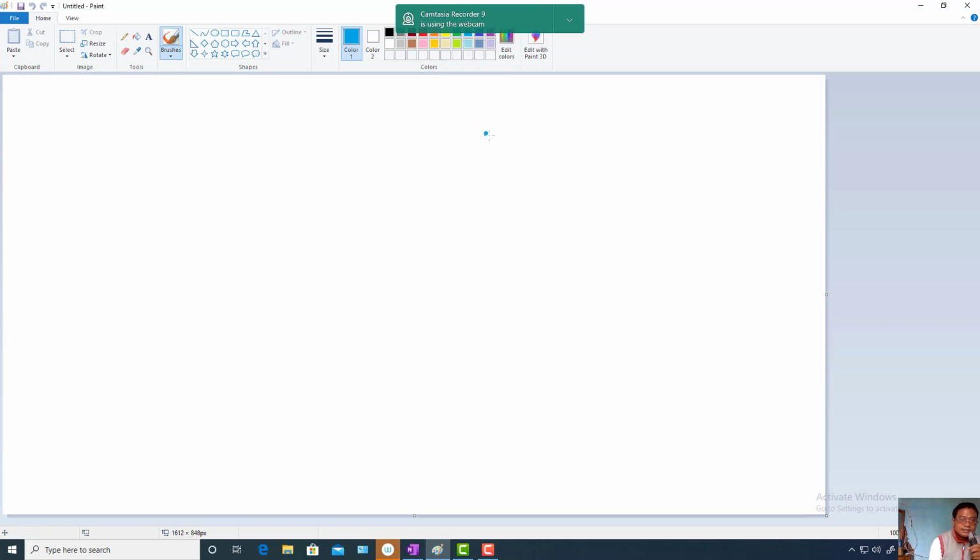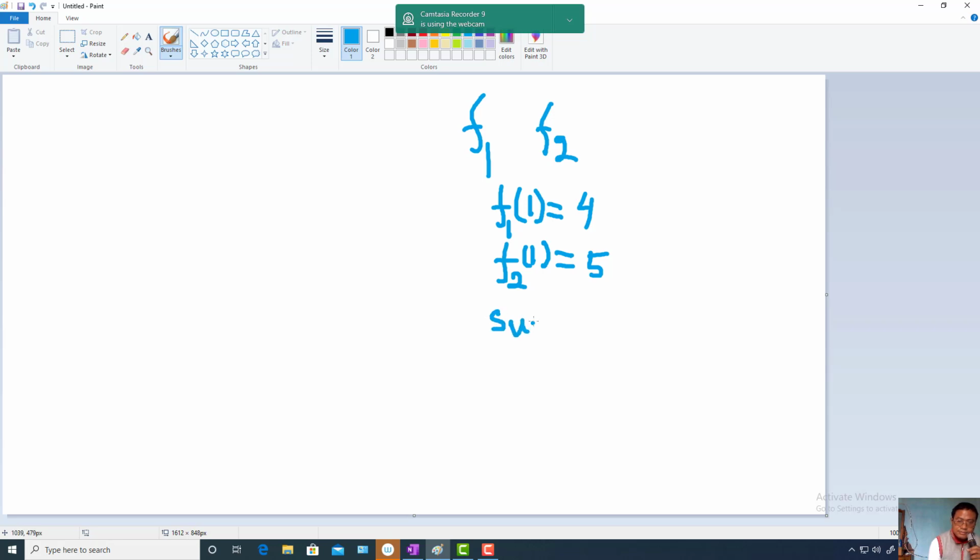Suppose you have two functions, let us consider the case when n is equal to 2. Suppose you have two functions, f1 and f2. Suppose f1 of 1, you evaluate, is equal to say 4, and f2 of the same point 1 is equal to say 5. Then what is the maximum of this? Maximum is 5. Then we say that the supremum of fi, where i goes from 1 to 2, at the point 1 is equal to 5. So f1 and f2 are two functions.